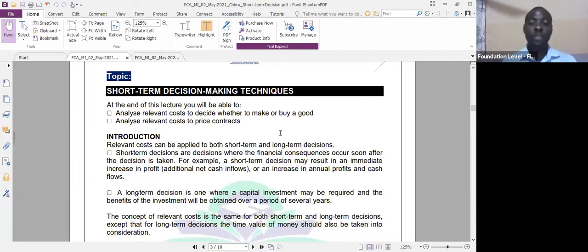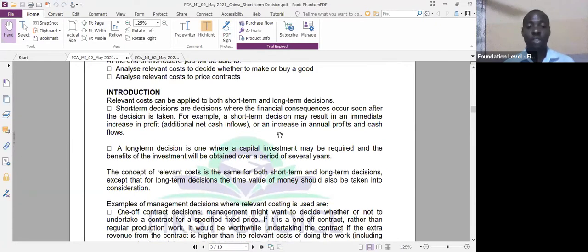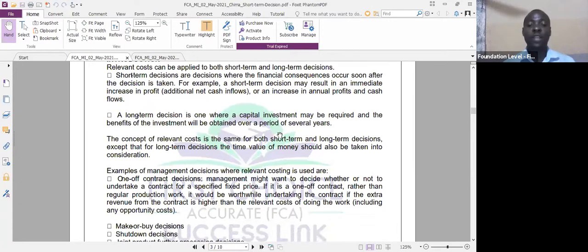And so we're going to be using something called relevant costs to look at short-term decisions. The concept of relevant cost is the same for both short-term and long-term decisions. And so let's talk a little bit about relevant cost because that's something important in your syllabus. Examples of management decisions where relevant costing is used are: one, you can see them in one-off contracts.